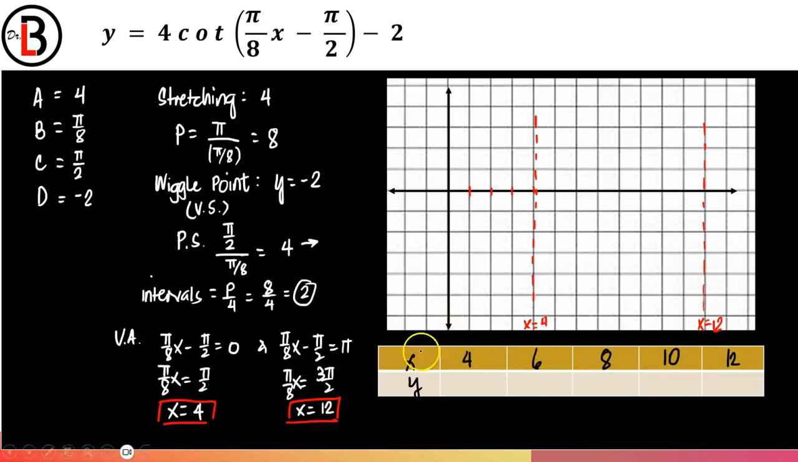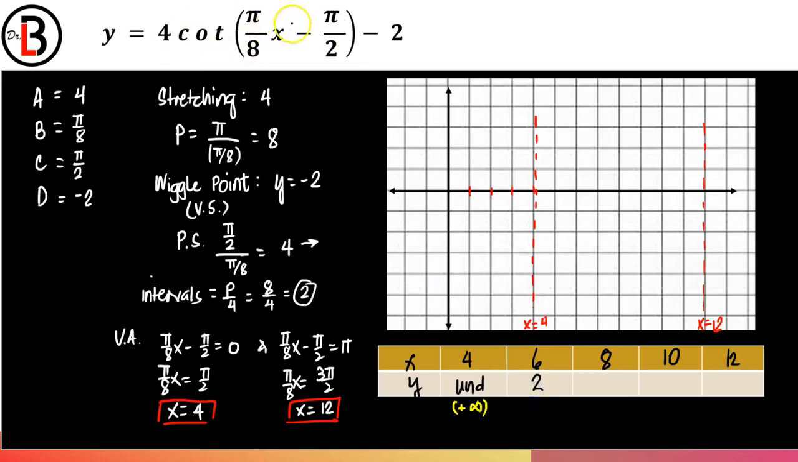And then let's plug in 4 times pi over 8 is pi over 2 minus pi over 2. That becomes 0. Cotangent of 0 is actually infinite. Minus 2, it's still infinite. So, this is undefined, which is actually going to positive infinity. And then, at 6 times pi over 8 minus pi over 2, cotangent, so that's 1 times 4 is 4 minus 2, gives us 2.